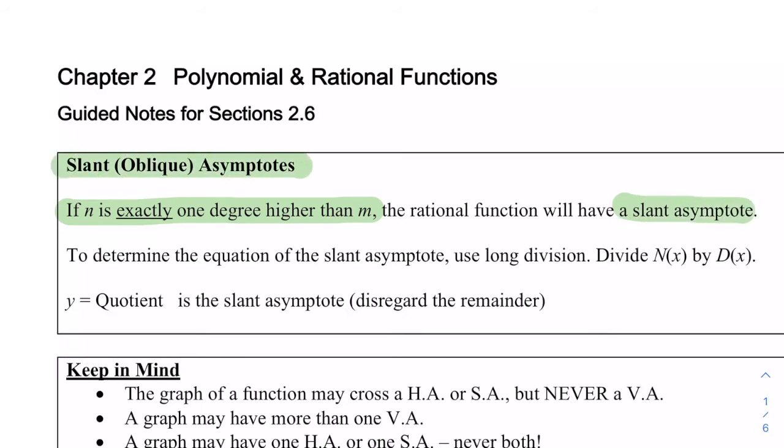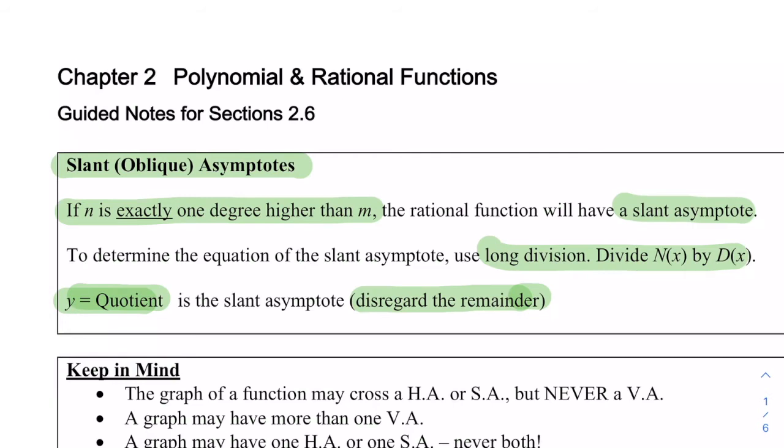So whenever we want to figure out that equation, we're going to use long division. And that quotient will give us the equation, y equals the quotient. It doesn't matter actually if you have a remainder or not. We're not going to consider that remainder. But the quotient will be the equation of the slant asymptote.